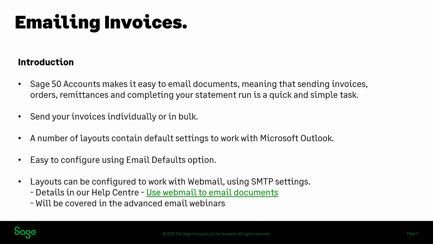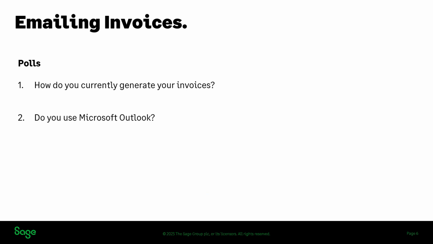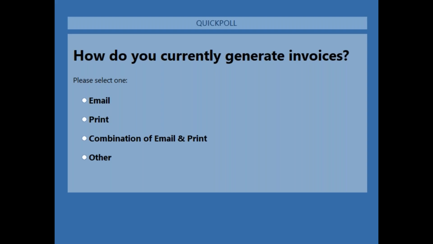Now, just before I do that, I'm going to run a couple of polls with you, and I'll get you to choose an answer for these as well. So we'll set the first one going. So quick question for you. How do you currently generate your invoices? Do you email them? Do you print them? Do you use a combination of email and print, or maybe do you use some other option? Maybe you host them online. I'll just wait till we get a decent percentage of you having voted on that poll, and then I'll share the results with you as well.